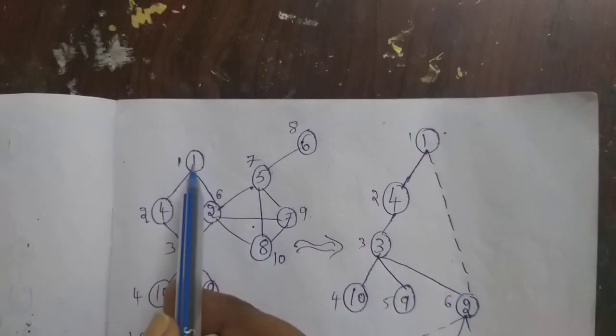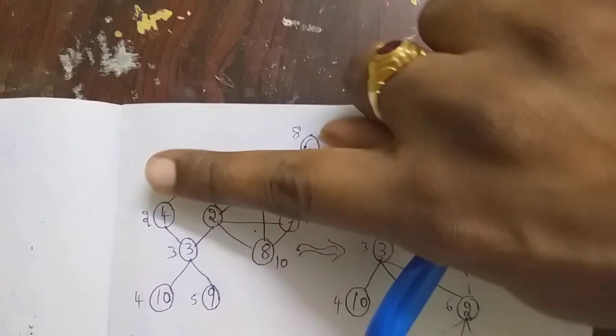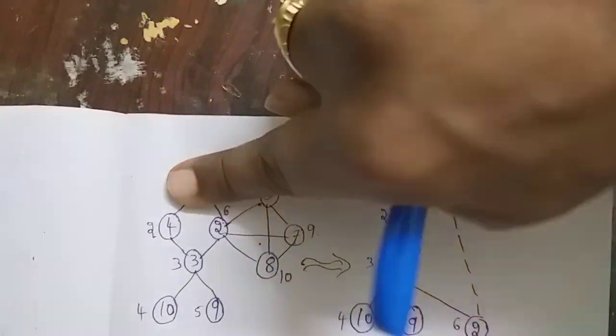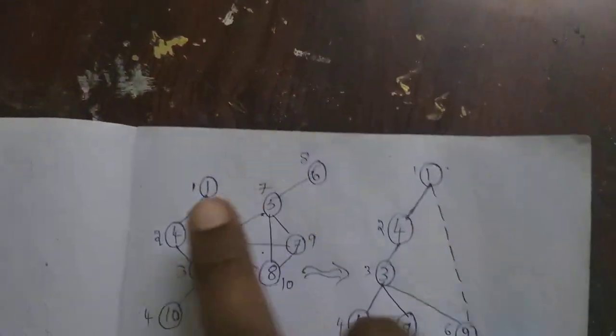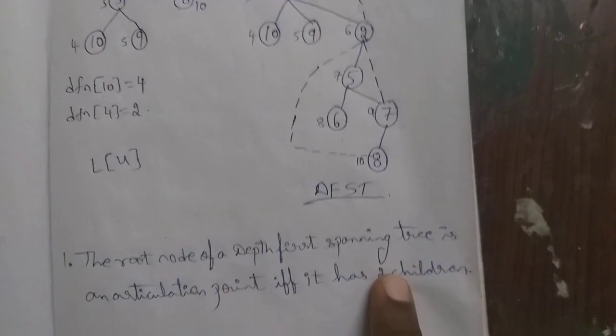Check in this graph whether 1 is an articulation point or not. Removal of 1 along with these 2 edges. Is the graph disconnected? No. Therefore 1 is not an articulation point. Therefore our consideration is correct.